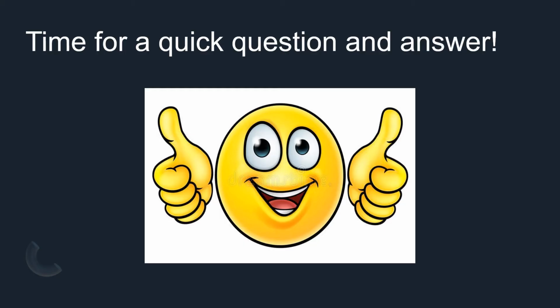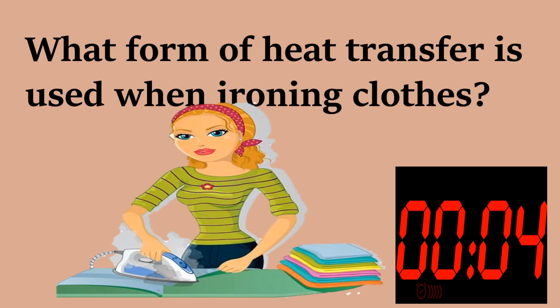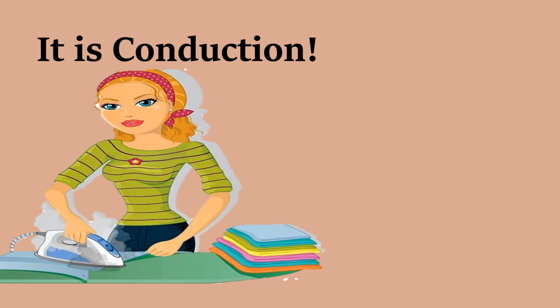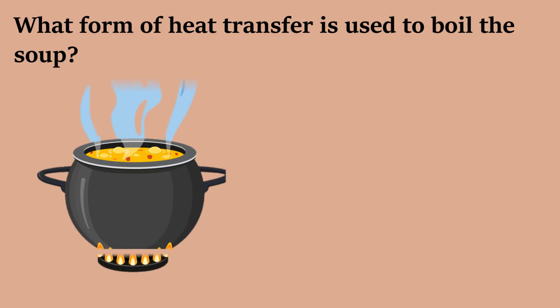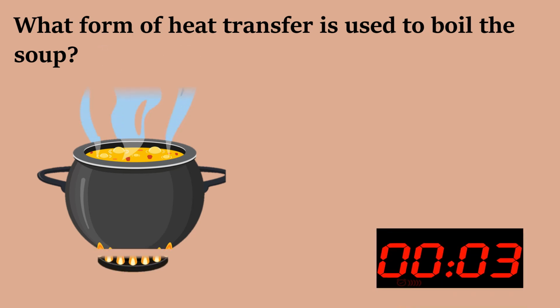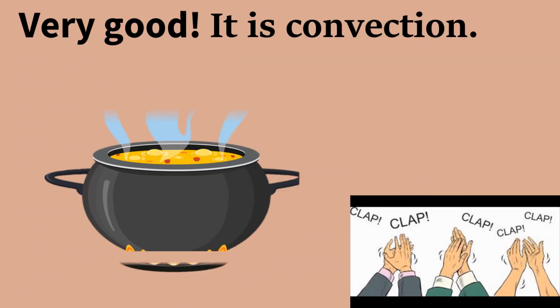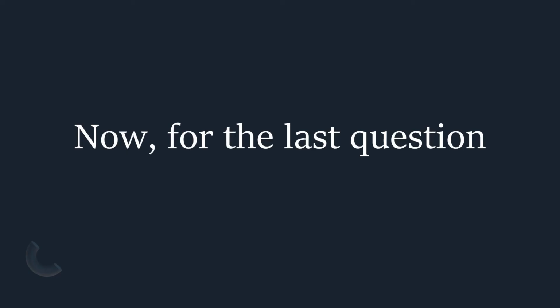Now, let's see if you understand the three modes of heat transfer. Time for a quick question and answer. What form of heat transfer is used when ironing clothes? It is conduction. Correct. Next question. What form of heat transfer is used to boil the soup? Very good. It is convection. Now for the last question.